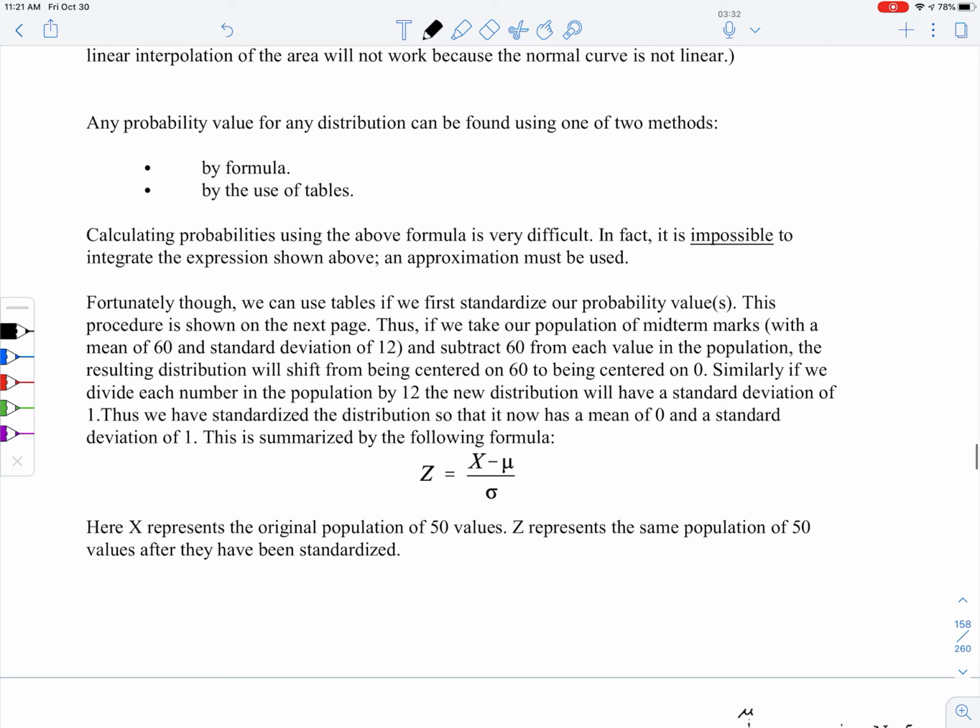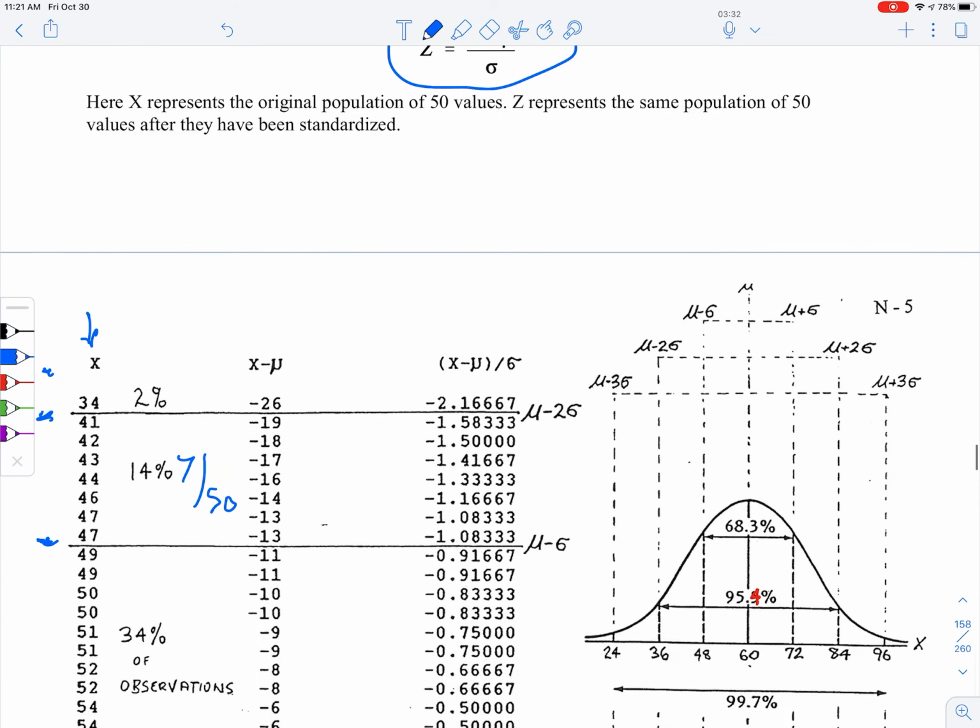Now, the formula that we're going to use is this guy down here to standardize an x value. So we turn an x value into a z value. Let me show you how this works here. We're going to take a look.